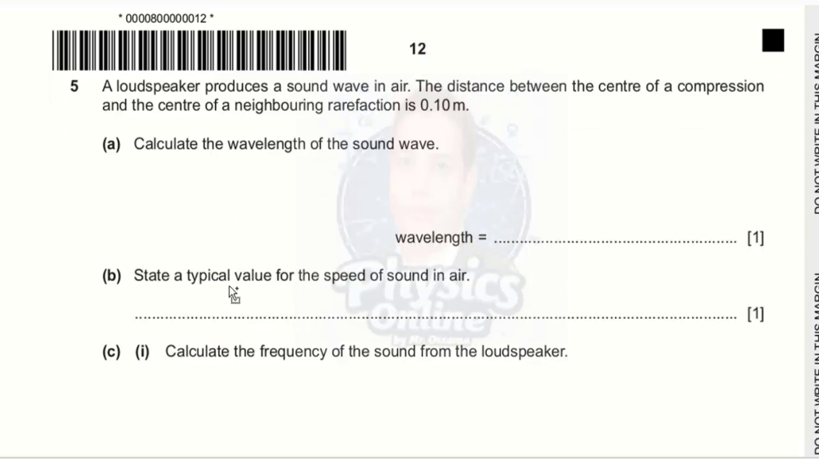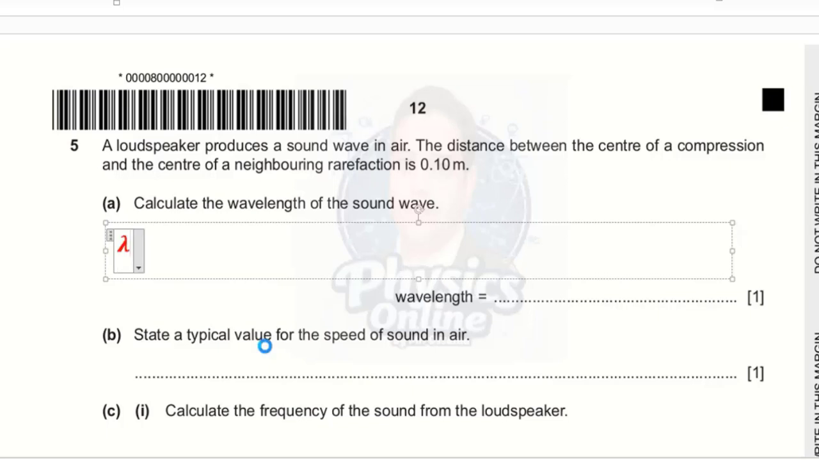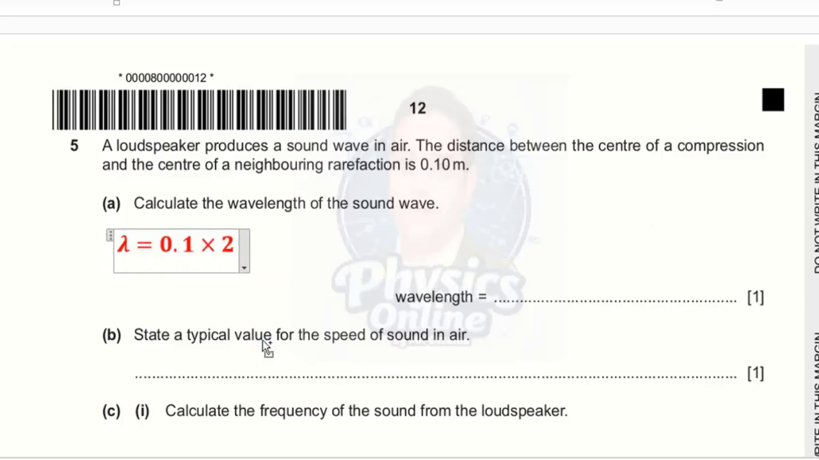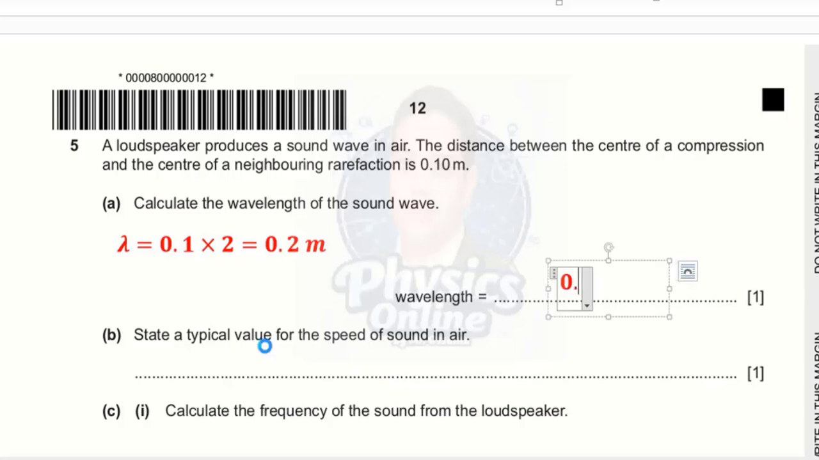If we check here, this is the sound wave. The question says the distance between the center of a compression and the center of the neighboring rarefaction, and this distance is 0.1. What is the wavelength? The wavelength is the distance from the center of a compression to the next compression. So this distance is a half wavelength. So wavelength equals 2 times 0.1, which equals 0.2 meter. Final answer: 0.2 meter.